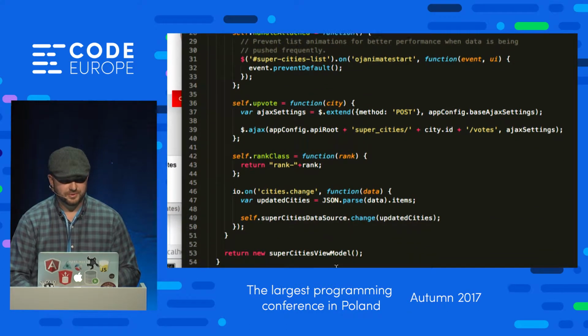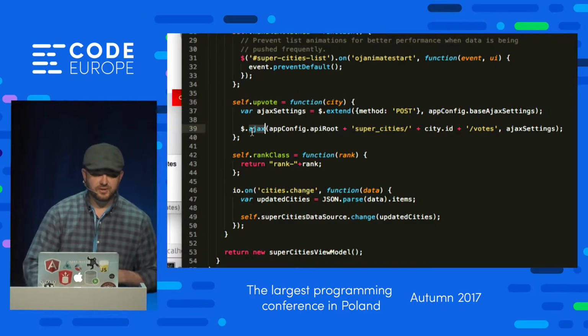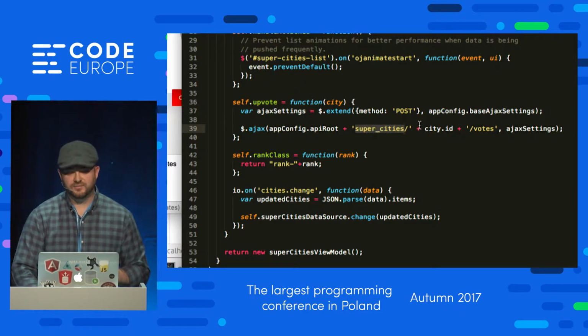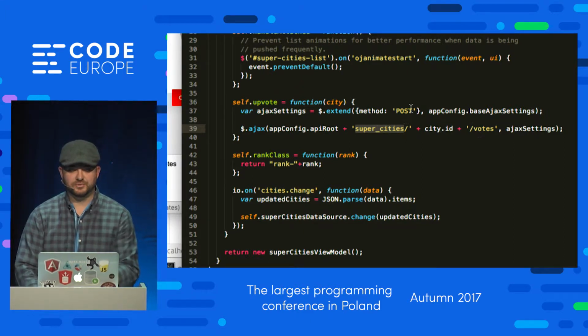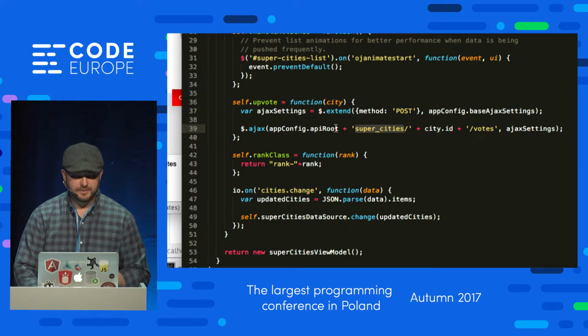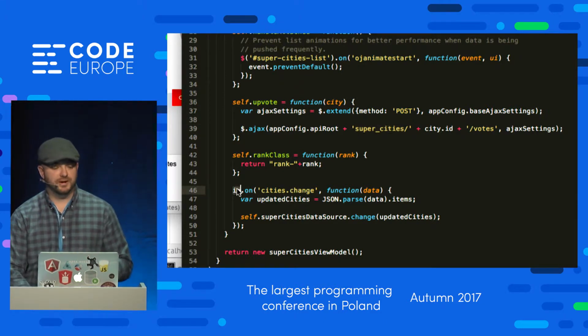A little bit further down, you can see what happens with upvote. So again, just issuing a standard AJAX request on the endpoint for a particular city, and that would be a post in this case, so we're casting a vote. And down below here is where you see I'm finally using that IO module.